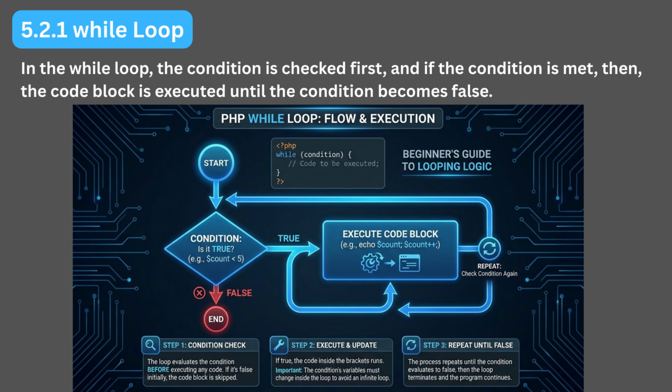In simple terms, the while loop follows this pattern: check the condition, run the code, update the value, check again, repeat until the condition becomes false. Once you understand this flow, you can use while loops to perform a wide variety of repeating tasks in PHP.